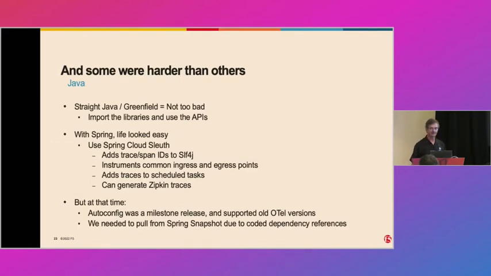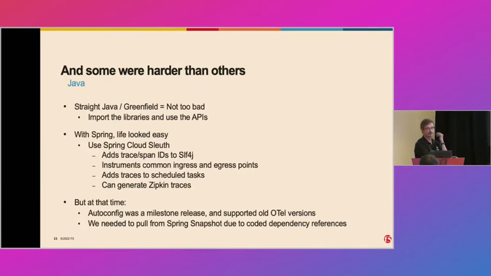Java, on the other hand, had some interesting challenges. If you were writing in Java in a green field, it's not too bad. You can pretty much make it all work just perfectly transparent. Import the libraries, use the APIs. And with Spring Boot, things looked really easy. They have this thing called Spring Cloud Sleuth, which adds in the appropriate functionality. It gives you a trace and span ID. It ties in the common ingress and egress points here. It adds traces to scheduled tasks, and it can generate Zipkin traces.